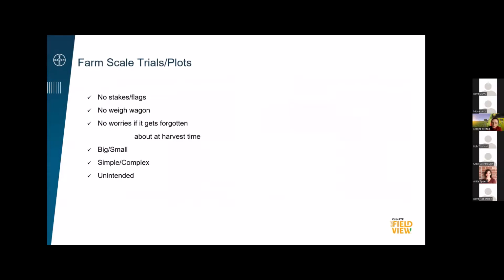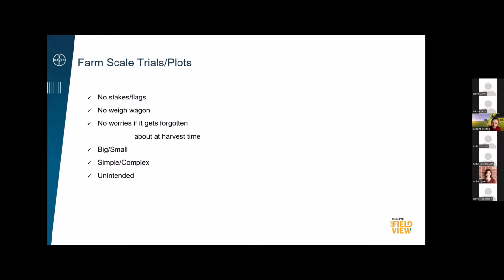If you're one who likes to do on-farm trials, using Fieldvue is going to make you want to do more and more trials, which is great because you can learn from them, and you don't need to worry about stakes or flags. Or if you do want to put stakes or flags in, you can drop a pin, and it makes them a lot easier to find once the crop has grown up over top of the flags. If you can't get a weigh wagon and it's time to take it off, it's not a problem because you've got it all tracked in Fieldvue, and as long as you've got a yield monitor on your combine, you can look at those yields after the fact.